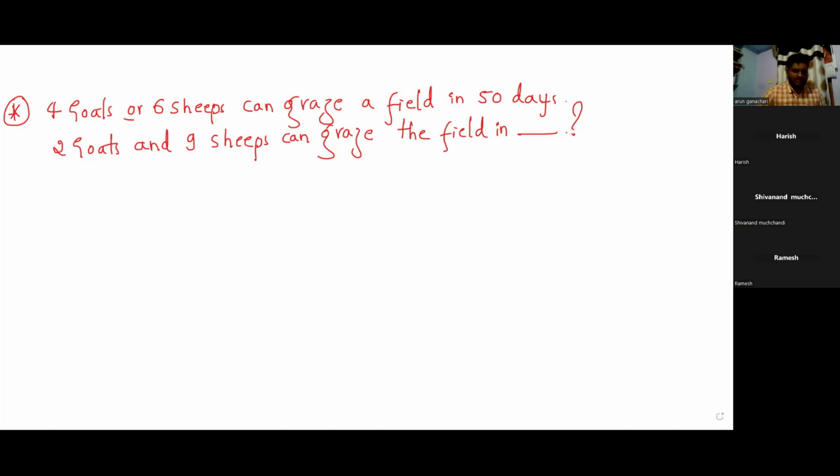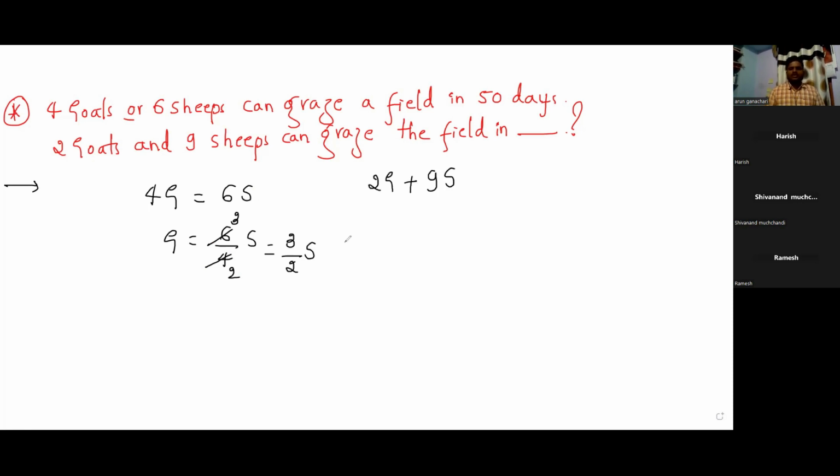We'll use the same method as we've used in the last one. 4 goats or 6 sheep is nothing but 4 goats is equal to 6 sheep, or goat is equal to 6 by 4 sheep. If you can cancel something, cancel it out. So goat is equal to 3 by 2 sheep. Now they are asking 2 goats plus 9 sheep. I have converted goats into sheep, so it will be 2 into 3 by 2 sheep plus 9 sheep. 2 and 2 will get cancelled. So we are left with 3 sheep plus 9 sheep. That is 12 sheep. Getting this?